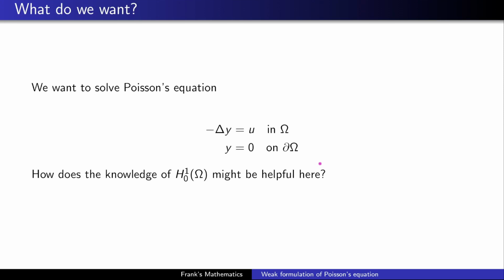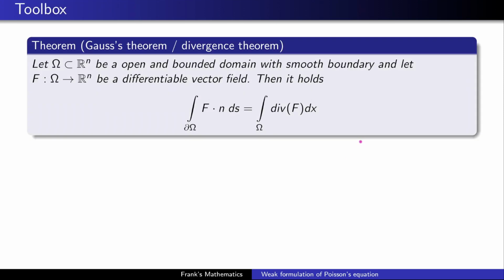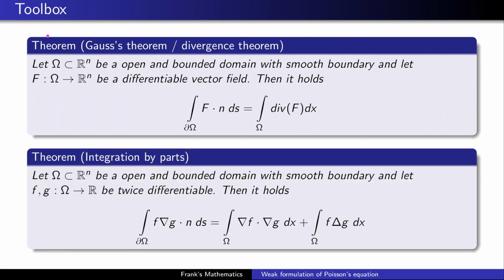We have to add some more things to our toolbox, namely Gauss theorem. I'm pretty sure you've heard of this before. We need omega to be an open and bounded domain, and the boundary should be smooth enough. Then we can show that for every differentiable vector field, the integral over the divergence can be expressed as an integral over the boundary. This is a strong result. It's a quite deep result actually, and you have to do a little bit of analysis to prove this. But once you have it, you can use it to prove the next theorem, which I call integration by parts.